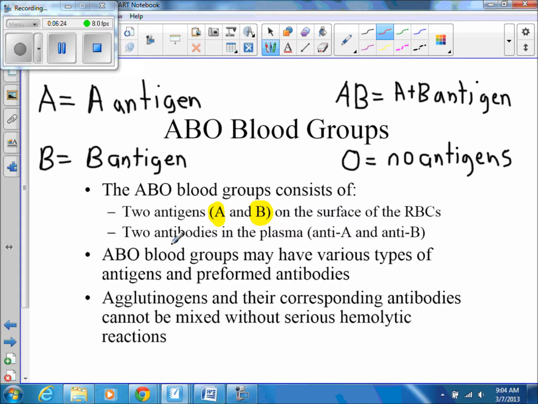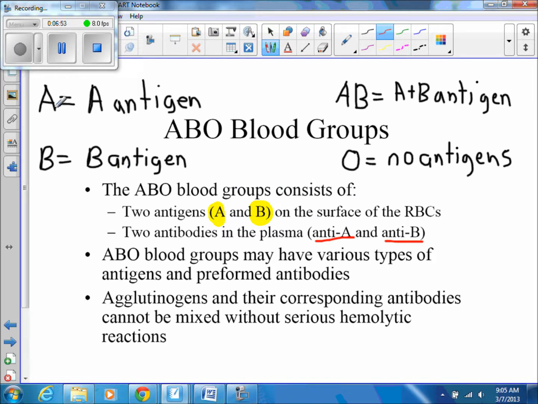Okay, so it's possible that in your blood you may produce anti-A antibodies. You will make these anti-A if you don't have an A on your red blood cell. And you'll produce anti-B if you don't have a B antigen on your red blood cell. So that means to you, that is a foreign antigen, so you would attack it.